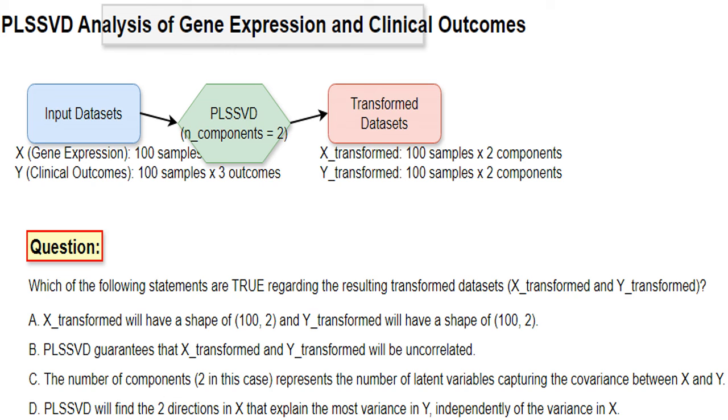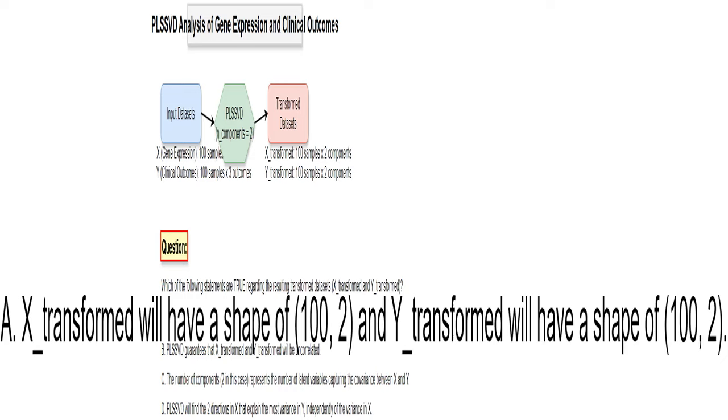Time to put on our detective hats. This statement is about the dimensions of the transformed datasets. Because we chose 2 components, both X_transformed and Y_transformed have 100 rows, samples, and 2 columns, components. It's a direct consequence of choosing n_components equals 2.